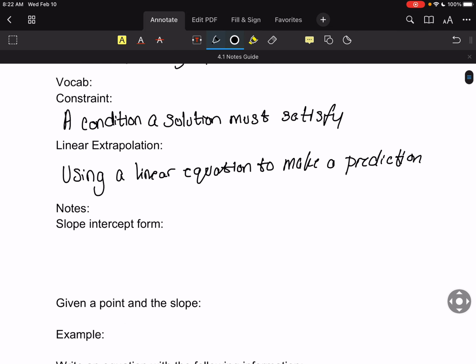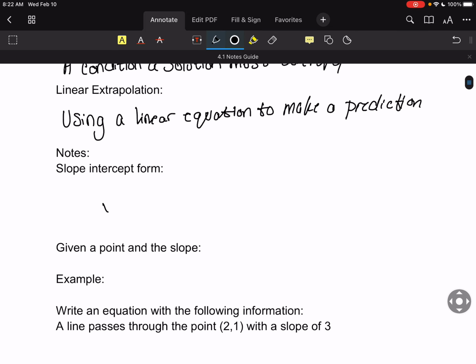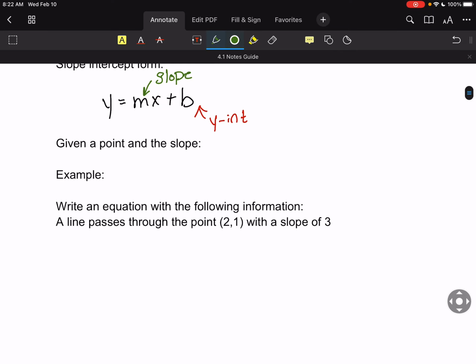So, few reminders. Slope-intercept form is the form y equals mx plus b. We talked about this last chapter, where your b value is your y-intercept, and your m value is your slope. So, we are going to go through some examples together. You will have 3 problems as homework.